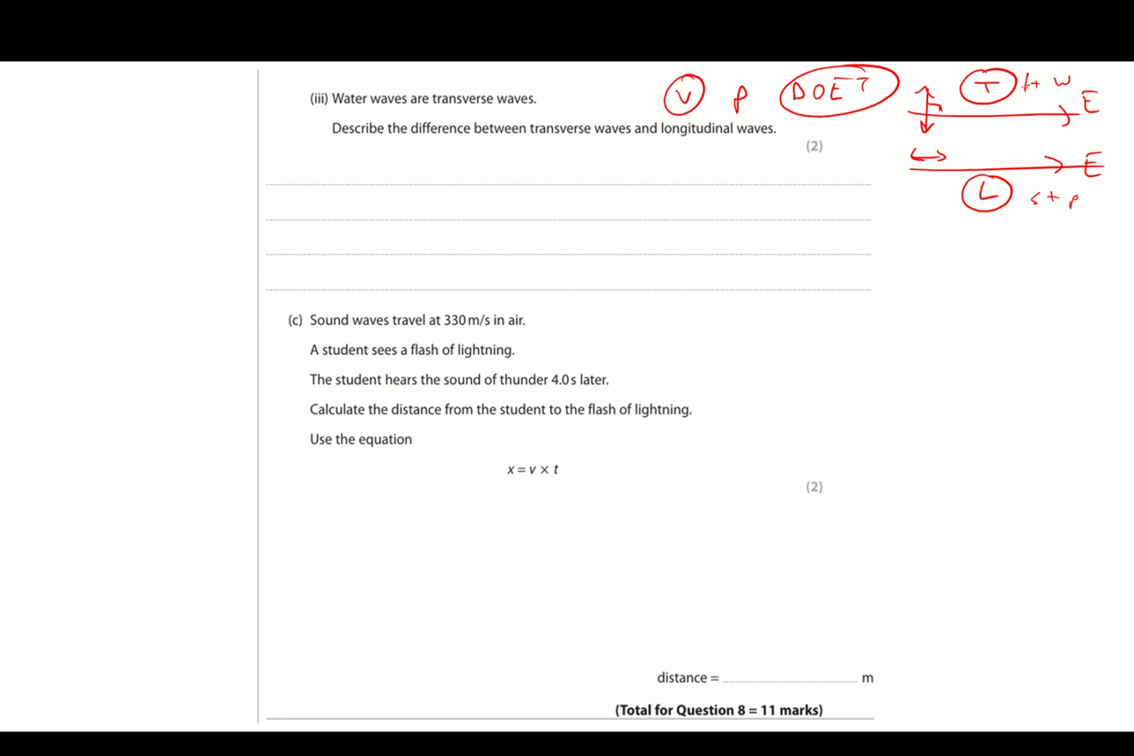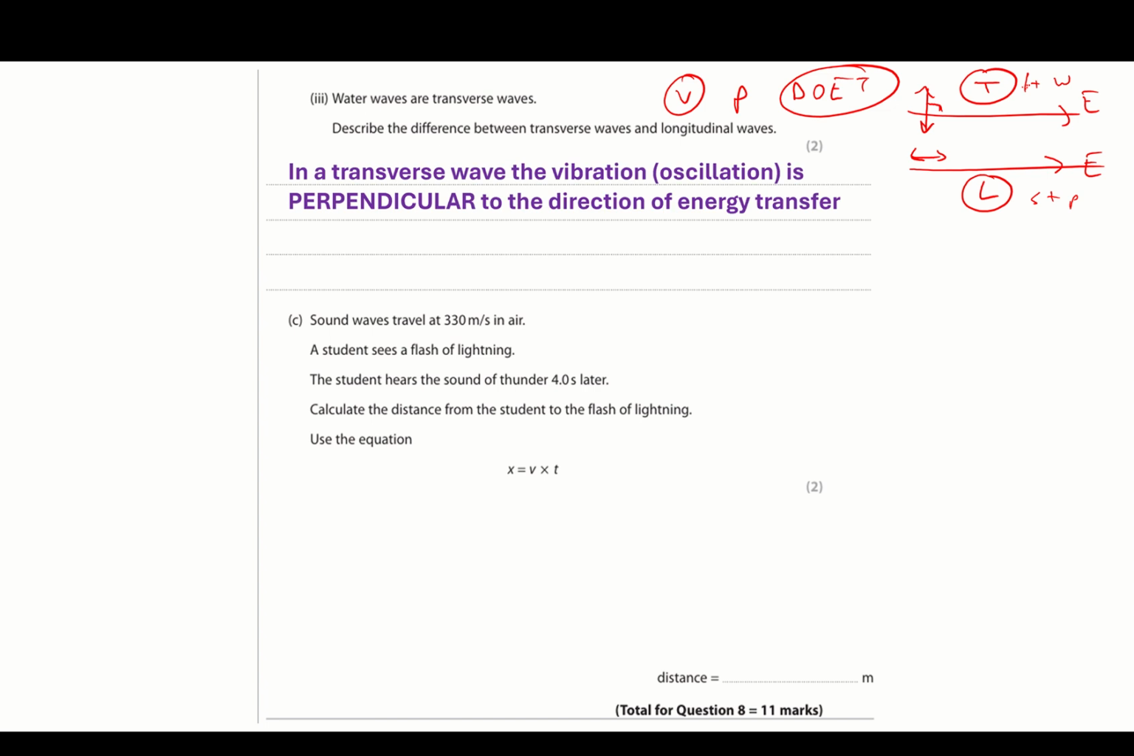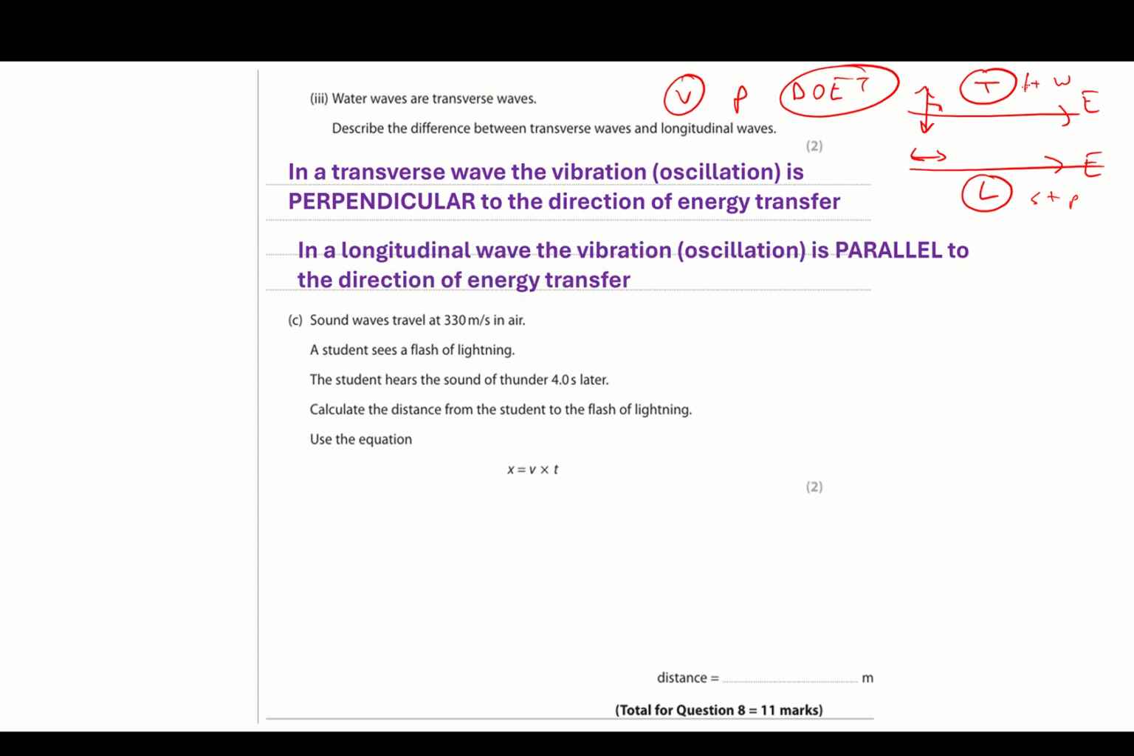Now we've just got to put the VP, DOET together and explain it for transverse and for longitudinal. In a transverse wave, the vibration, oscillation, is perpendicular to the direction of energy transfer. In longitudinal, it's parallel to the direction of energy transfer.